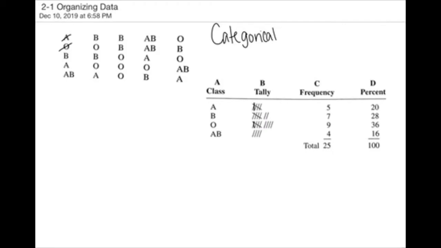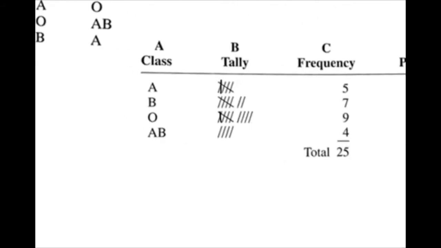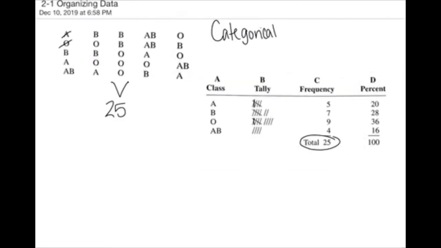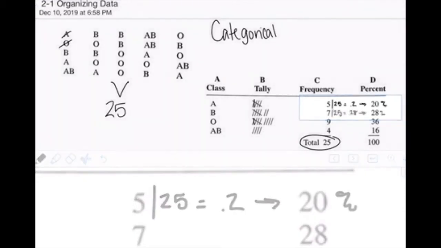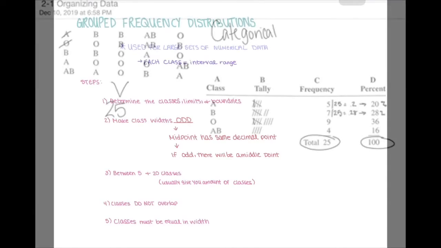Add up all the class frequencies together, and in this case, they added to 25. And there are 25 different blood types listed in the raw data. To find the percents, just take each individual frequency and divide that by the sum or total number of frequencies. All the percents added up should total close to 100.